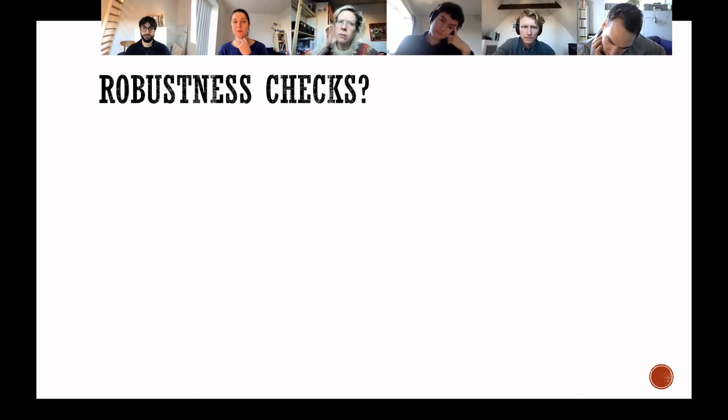Good. Robustness checks. We had that issue with the beta, right? That keeps gnawing at our minds. It keeps eating us away. Are we really done the right thing by saying that the beta should have a prior centered at 0 and with a standard deviation of 0.3?